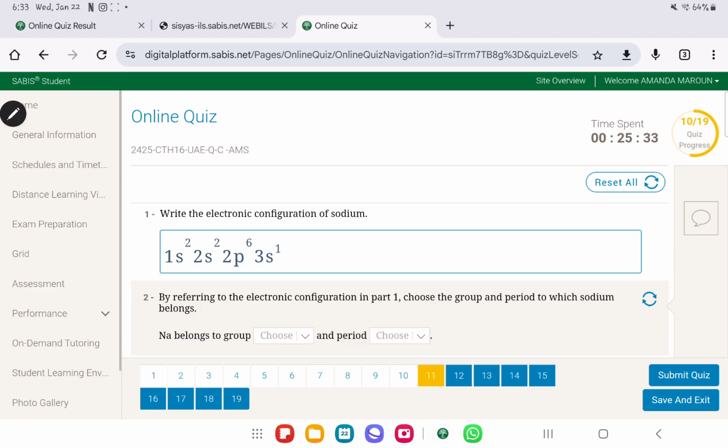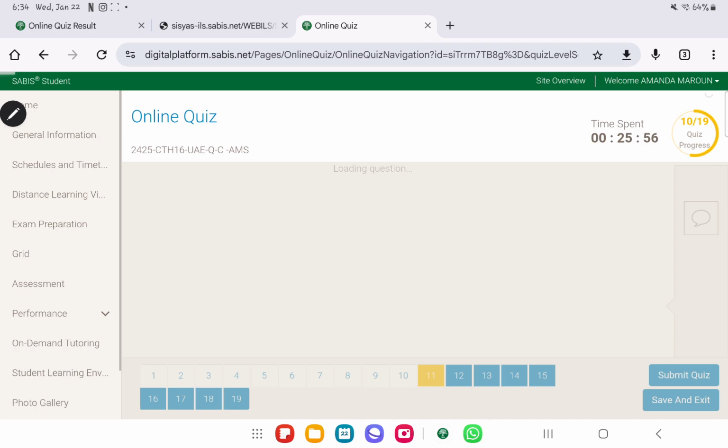Now, can we figure out to which group it belongs? Definitely by the number of valence electrons, which is 1. So it belongs to group 1. And to which period does it belong? Just look at the number next to the last one. Since there is a 3 next to it, then it belongs to period number 3.